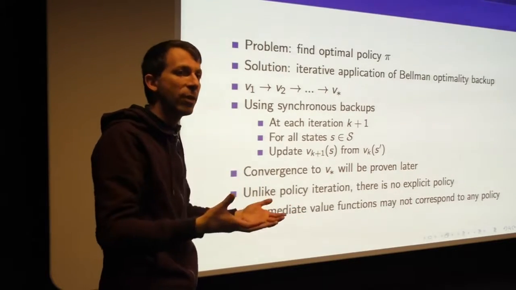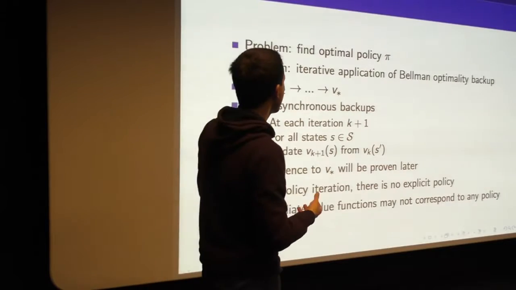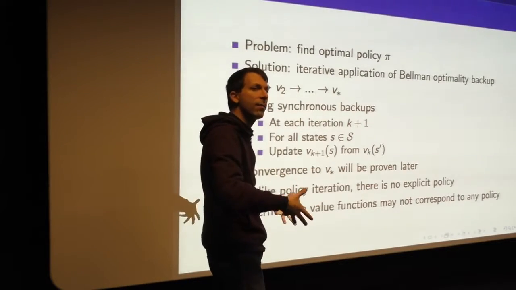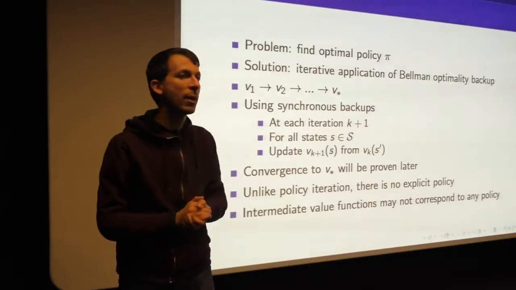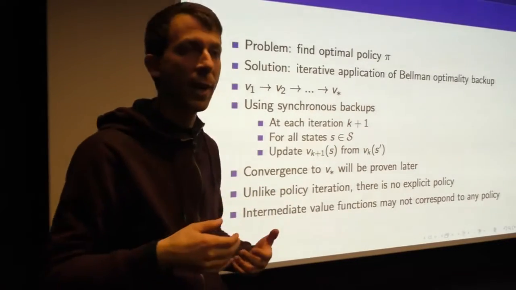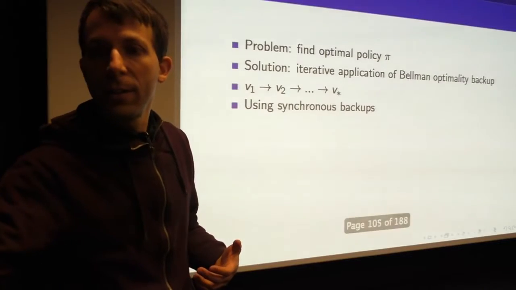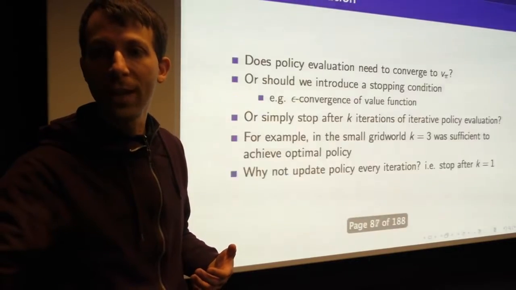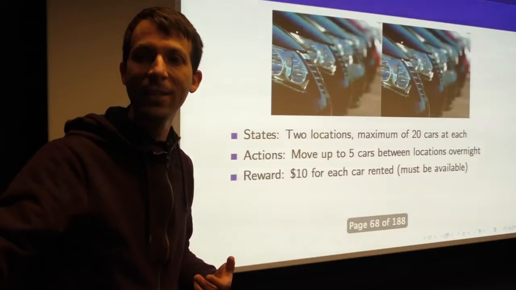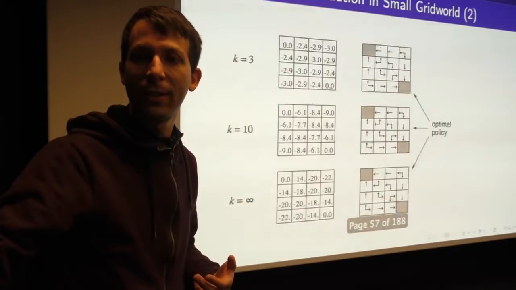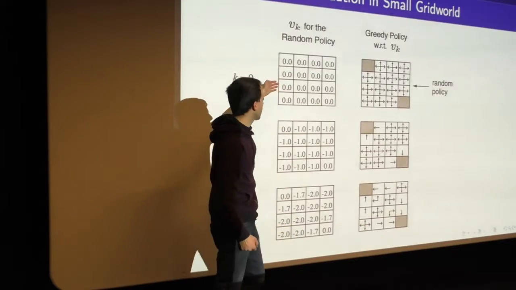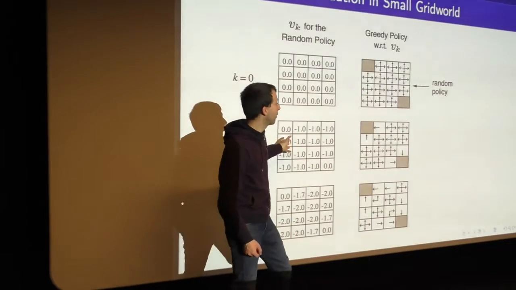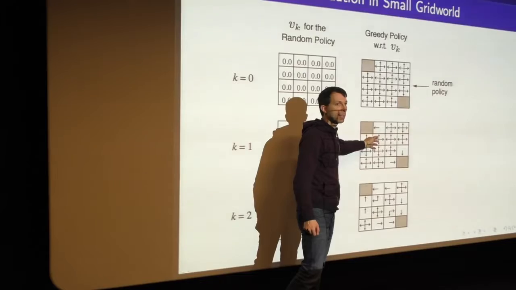It's not like policy iteration. In policy iteration, at every step we constructed a value function that was the value function for a particular policy. Value iteration doesn't do that. It's more like modified policy iteration. If we go back to the small grid world again, sorry I keep going backwards and forwards through these slides, it's more like you just do one step of evaluation and then immediately act greedily with respect to it.